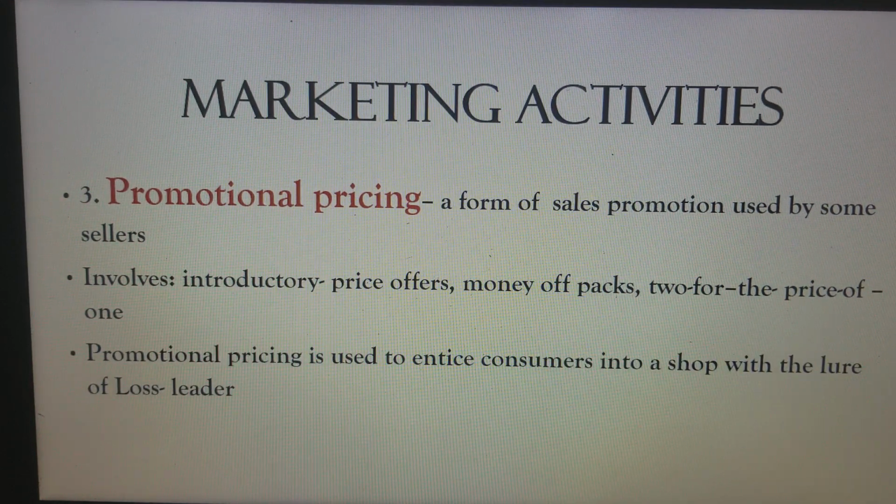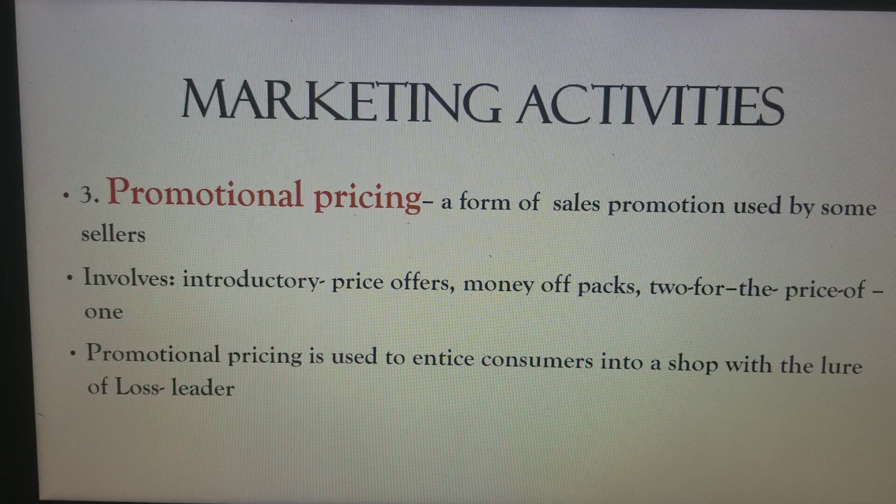Promotional pricing is used to entice the consumers into their shop. Yes, and they use that. There's one other method you would call the loss leader. So you are luring the customers into your shop by using a particular product, yes, that you know is in demand and that consumers like, and you lower that price way below your competitors, so it will attract others into your business so that they will buy other things.